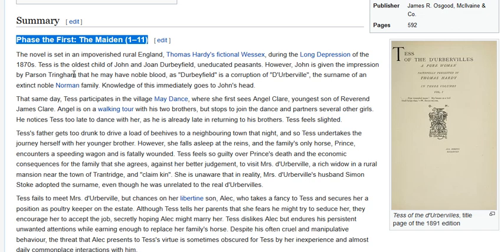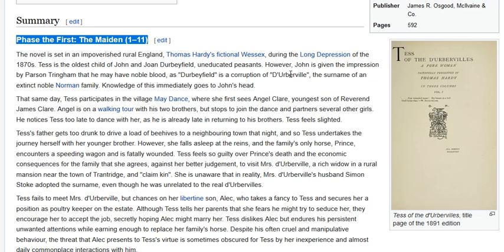The novel is set in an impoverished rural England, or poor rural village of England. Thomas Hardy's fictional Wessex during the long depression of the 1870s of the Victorian era. Tess is the oldest child of John and Joan Durbeyfield, uneducated peasants.